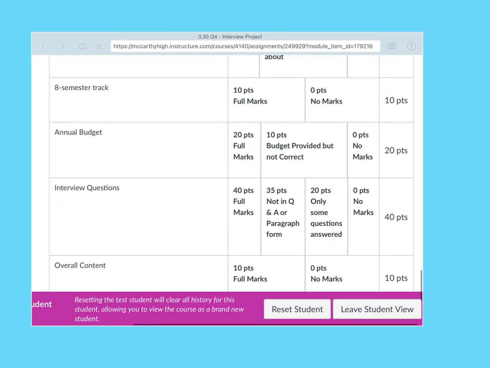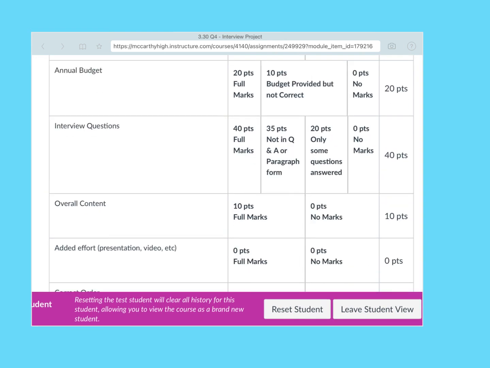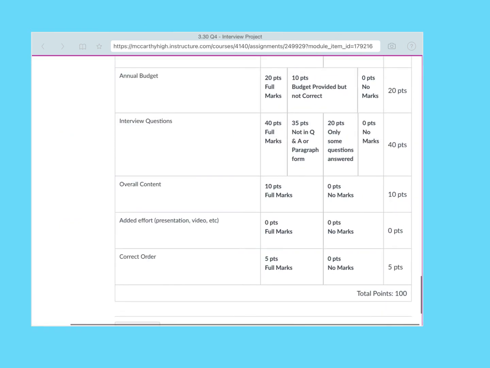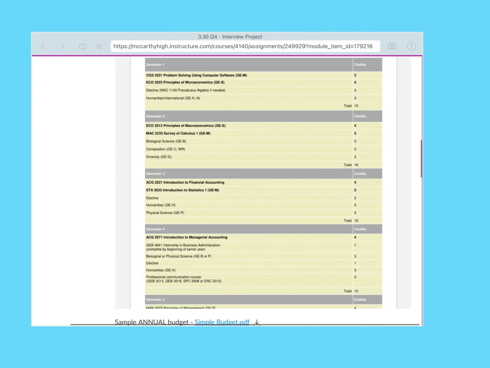Budget, they'll lose points if it's completely not correct. Some of the questions not being answered, obviously those should be obvious. You either did it or you didn't do it. This counts for a quiz grade.